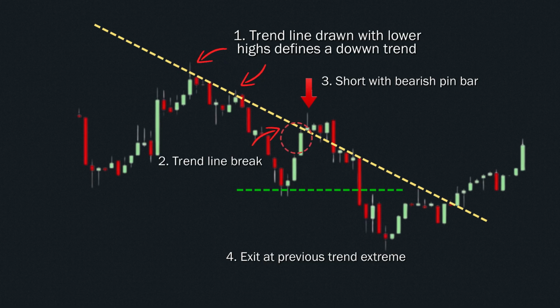So we've spent all this time learning how to draw lines that the market respects, that act as floors and ceilings. But you know what's even more interesting? What happens when the market suddenly stops respecting them? Yeah, when the lines break. This is where the action is.